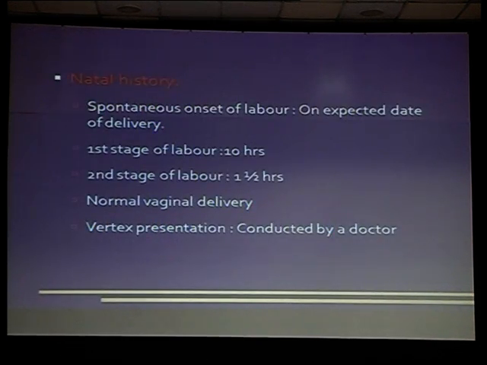The natal history: it was a spontaneous onset of labor. The baby was delivered on the expected date of delivery. Approximately, the mother gives a first stage labor of 10 hours and a second stage labor of about 1.5 hours. And she was delivered by normal vaginal delivery. It was a vertex presentation, and it was conducted by a trained doctor.